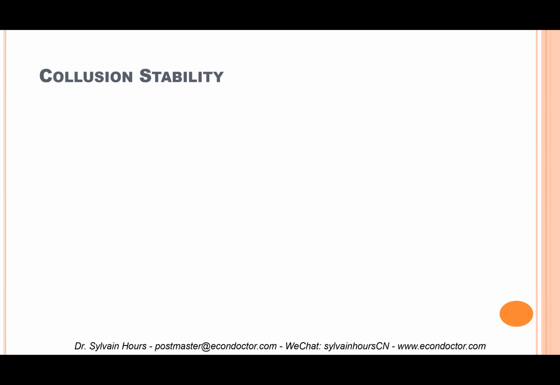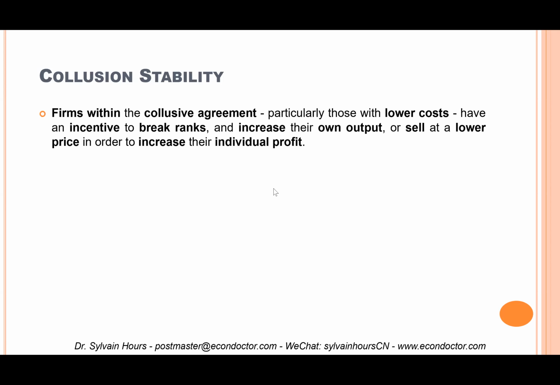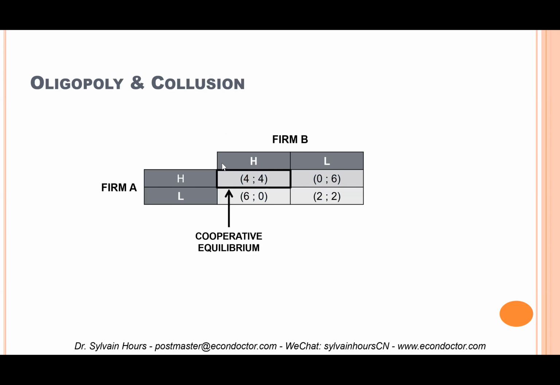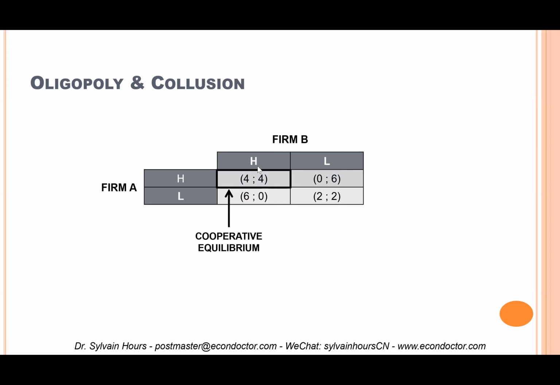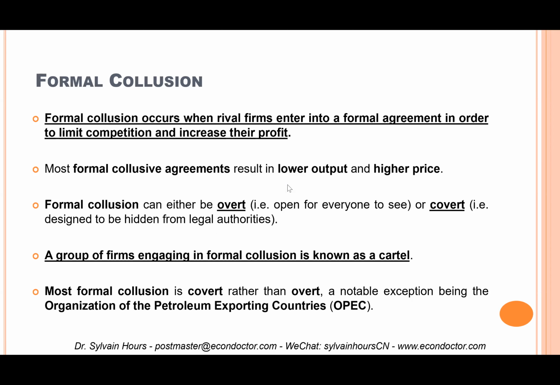Finally, the last thing we have to do before we can have a look at the kinked demand curve model is the problem of stability. This is very clear in the game that we have there. Here we have some kind of collusion. If somehow firms manage to sustain this cooperative equilibrium where they both charge a high price, the problem is that they both have an incentive to deviate. Both firms have an incentive to deviate from that cooperative equilibrium, and if the incentives to deviate are stronger than the incentives to comply with the collusive agreement, then the collusion is not going to be stable. Collusion is stable if the benefit of colluding is greater than the benefit of deviating from the collusive agreement. That's what we mean by collusion stability.